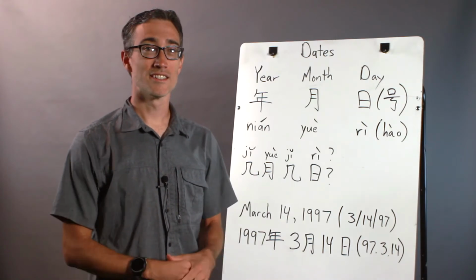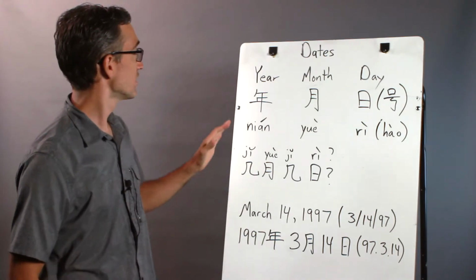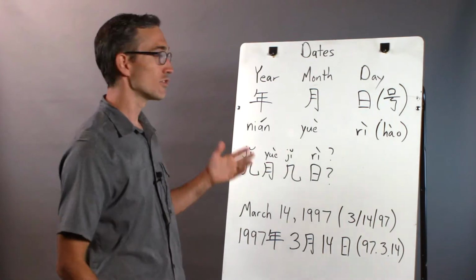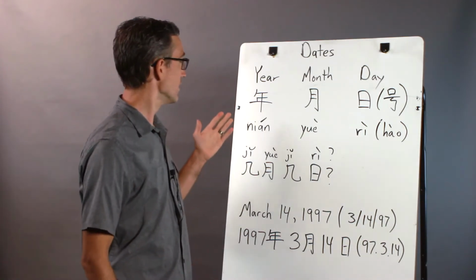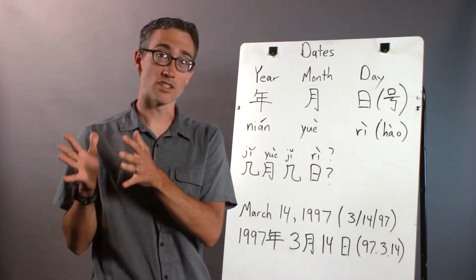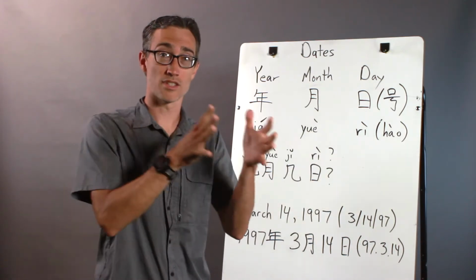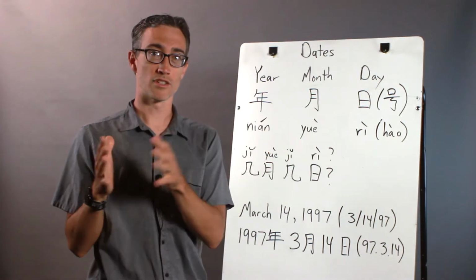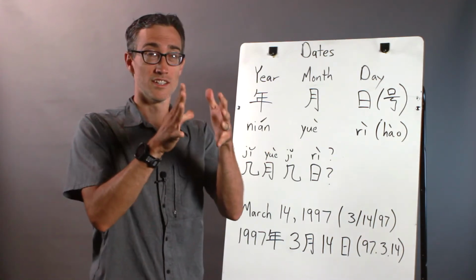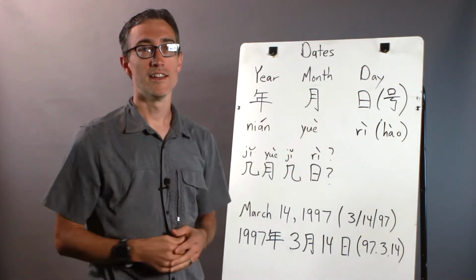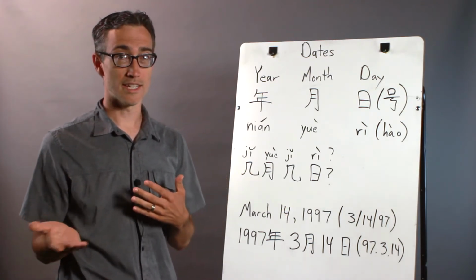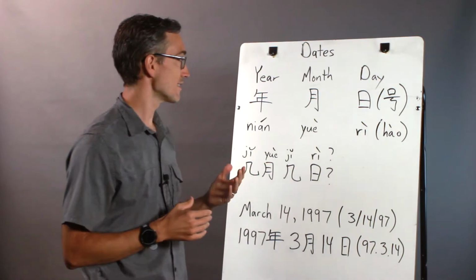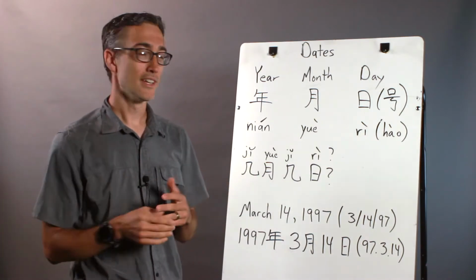Welcome back. In this lesson, we're going to talk about dates, how to talk about dates in Chinese. Like in many cases in Chinese, we talk from big to small or general to specific. So we go year, month, and day. It's different from the order that we talk about dates in English, but once you get used to it, it's pretty simple and straightforward.